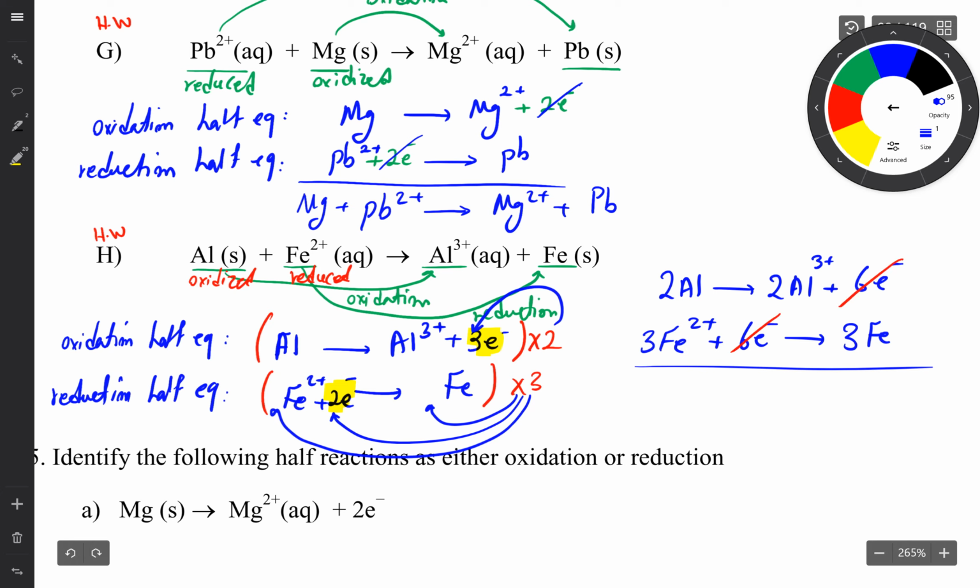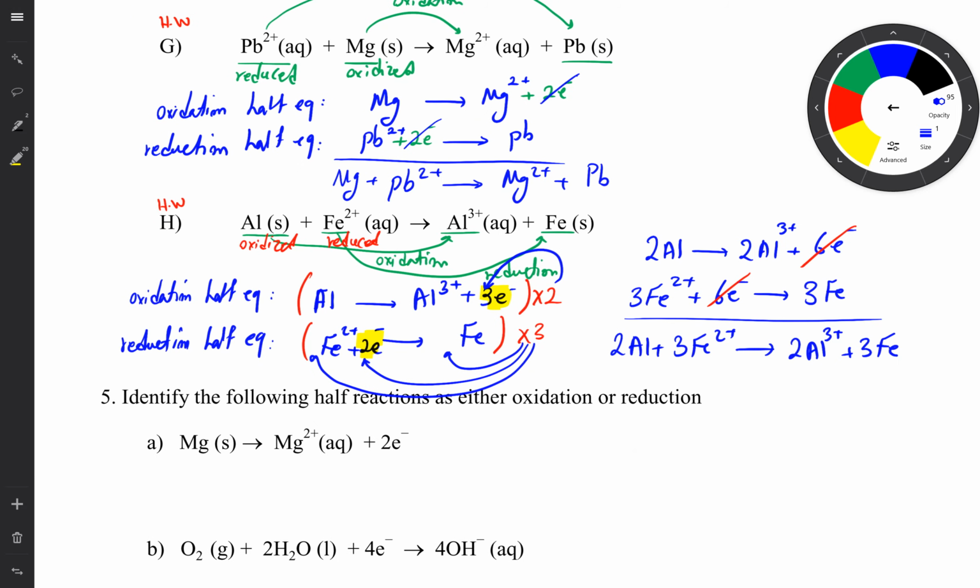The electrons cancel out each other, and the result is 2 aluminum plus 3 Fe2+, and on the product side we have 2 aluminum ions plus 3 iron atoms.